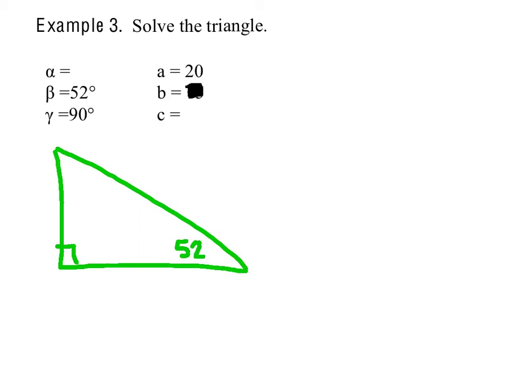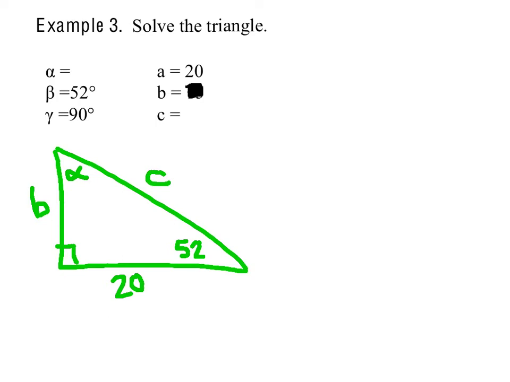So I'm going to go ahead and put beta on the bottom. So that means b is going across from beta. Alpha is going to go up top, so little a is across, so that side's going to be 20. And then c is always going to be my hypotenuse.